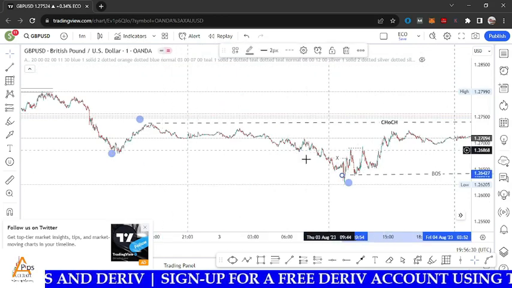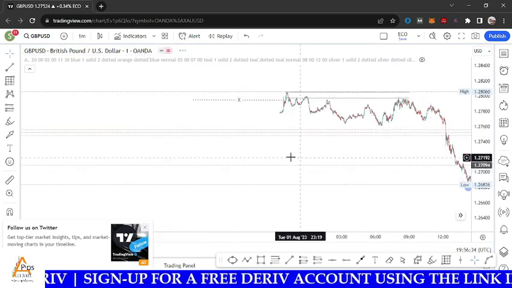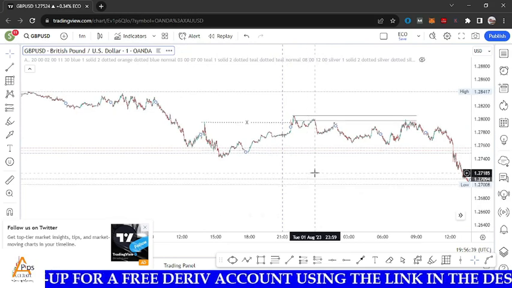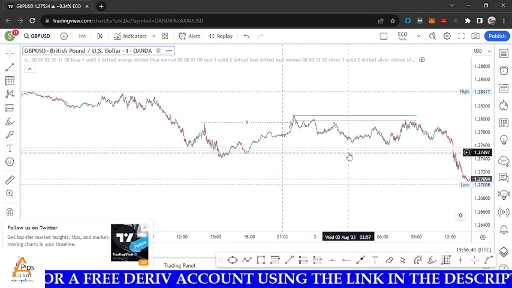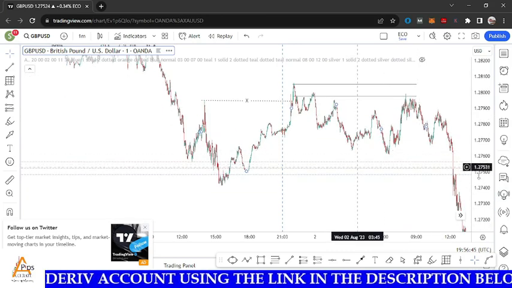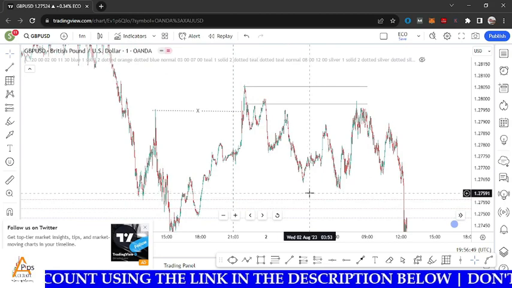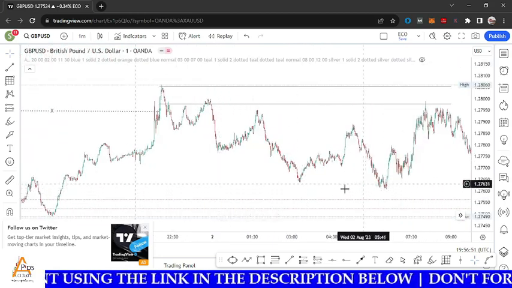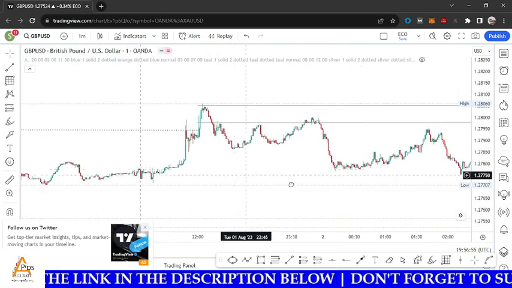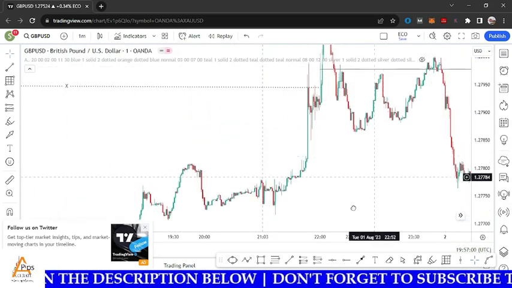I'm trying to locate the area. Okay, I think it's here. All right, so this is what happens when you locate the zone on your 15-minute time frame like that. I don't know if you guys can see, so let me zoom in so that it will show properly. All right, so this is where we located our zone.